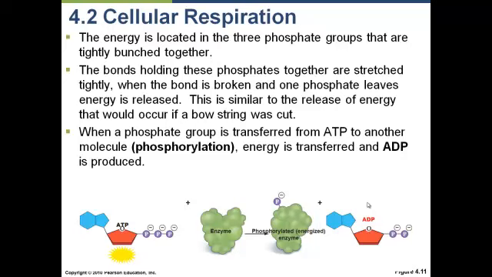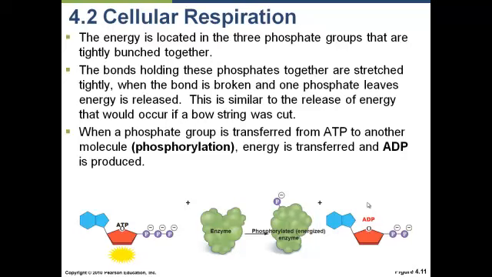If we look then at the far right-hand side of our figure, we see adenosine diphosphate, and so this is the non-energized form of ATP. This will then be taken by the cell, and through the process of cellular respiration, another phosphate will be added to this adenosine diphosphate to regenerate adenosine triphosphate.